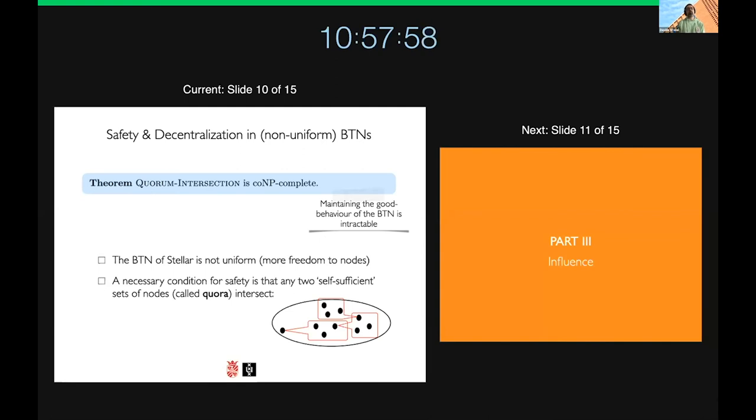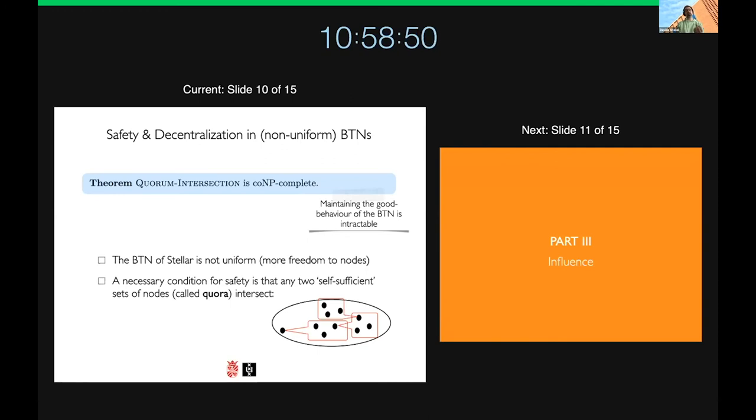And it is a condition that can be thought of as problematic in several ways, but where we try to put our finger is the intractability of determining whether, given a Byzantine trust network, the quorum intersection property holds. Quorum intersection here, in the statement of this theorem, means it's a decision problem in which I give you a Byzantine trust network and I ask you, can you check whether there are any quora in the system that don't intersect?